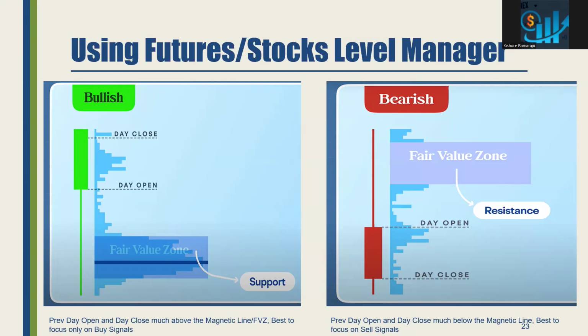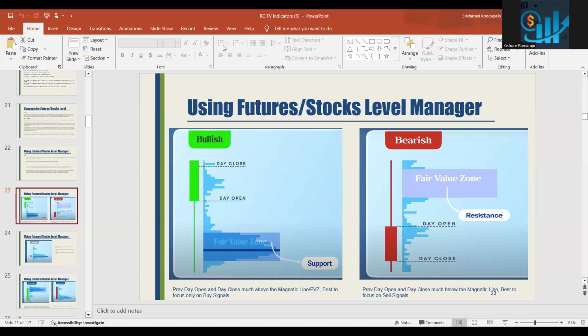Then we will mainly look for the sell signals. If you get any buy opportunities, it is better we don't take them. We only focus on sell opportunities. Whereas if it opened above the magnetic level and closed above the magnetic level, we only look for buy opportunities. If it opens below and closes below the magnetic level, we only look for sell opportunities. Is this clear? These are the first two conditions, or the first two rules. Let me show you some examples so you will understand it better.